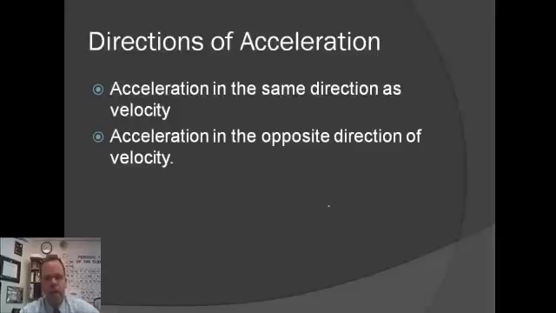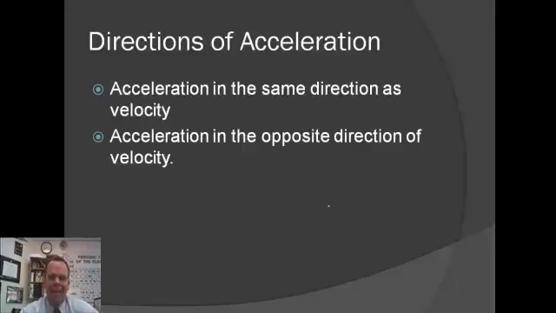Now, the direction of acceleration is something that's complicated for a lot of people. Acceleration has a direction just like velocity. It is a vector quantity. The typical units for acceleration are meters per second squared. You're dividing meters per second, velocity, by time, seconds. So meters per second, per second, or meters per second squared.